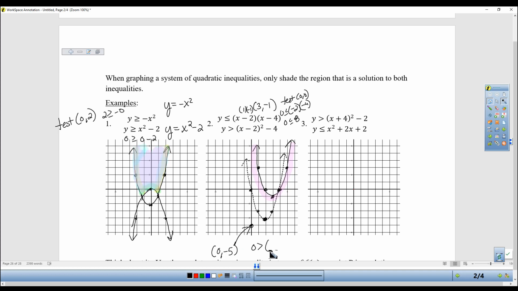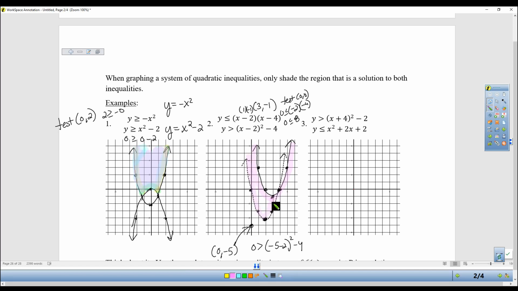So is 0 greater than -5 minus 2 squared minus 4? That's -7 squared, which is some big positive number. Minus 4 is definitely going to be a big positive number. It is not going to be greater than 0. Notice you don't need to actually finish it. So I don't want to shade this area. I want to shade inside this parabola.